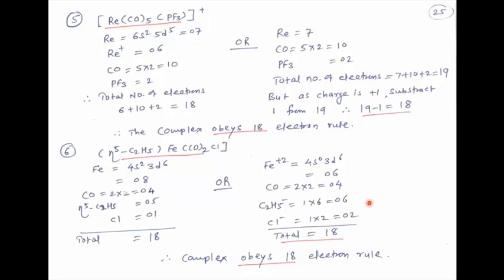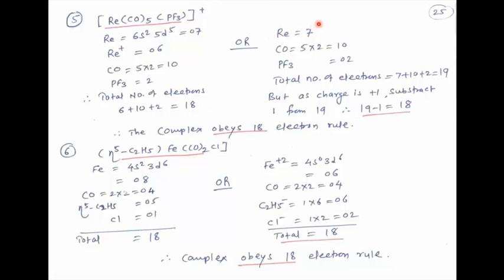Then see next one, rhenium complex, Re(CO)5PF3, with +1 charge on this complex. Rhenium configuration 6s2 5d5, 7 electrons. There is +1 charge on rhenium, therefore 6 electrons; 1 electron is subtracted, rule number 1. Then carbonyl are 5 in number, so 5 into 2, 10 electrons are donated by carbonyl. And the second ligand PF3 donates 2 electrons. In this way total becomes 6 plus 10 plus 2 equals 18.